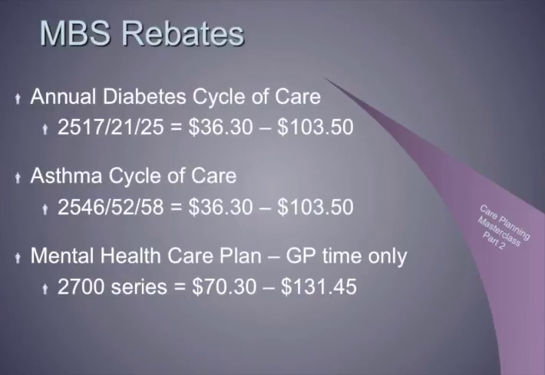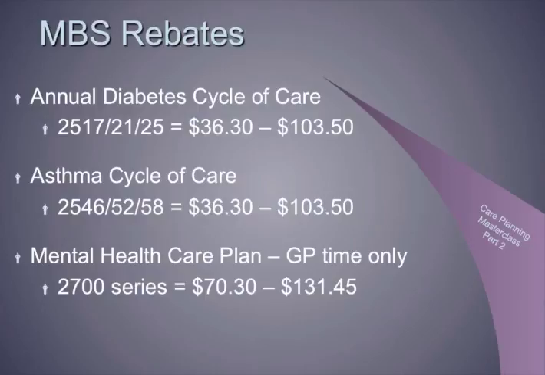Important to note here that the diabetes cycle of care can be claimed at the same time that you claim your care plan reviews. The difference there is with the asthma cycle of care, it's a little bit different and not as well taken up. There's been misconceptions that you can't do an asthma cycle of care and a care plan, but this is not the fact. If a person does need that comprehensive team care environment, they certainly can have both.